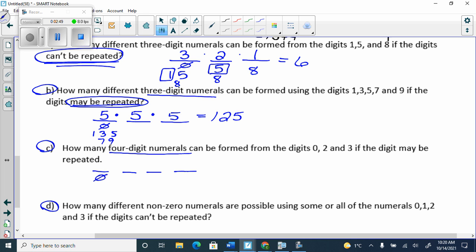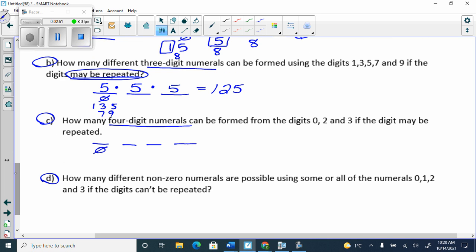We agree? So the options I have for the first blank, and I always start off with the restriction first, is 2 and 3. So I have 2 options. I don't have to hold it because I can repeat. Then I have 0, 2, 3 for this one, which is 3, then 3, then 3, because these ones don't have any restrictions, right? So what's 2 times 3 times 3 times 3? 54.